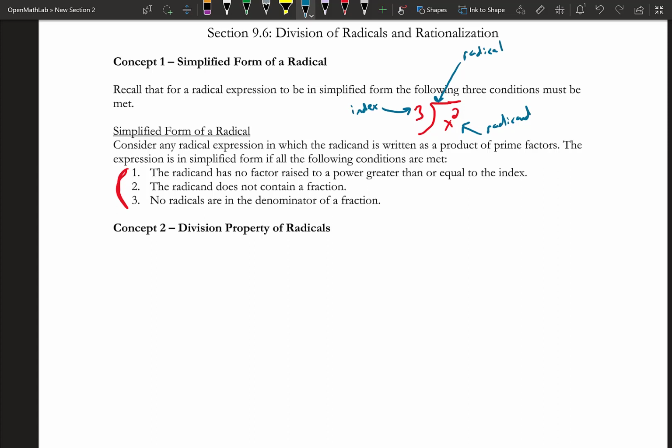So remember, we need the radicand to have no factor raised to a power greater than or equal to the index. In other words, in this example, we can't have anything raised to a power greater than or equal to 3. Also, the radicand does not contain a fraction, and no radicals can be in the denominator.